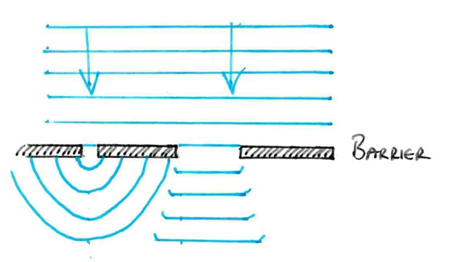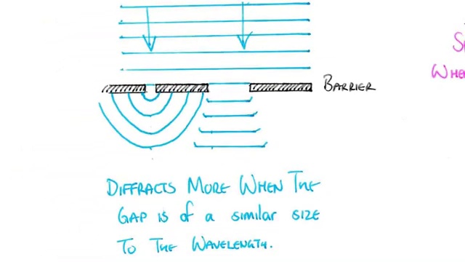Now, on the right-hand side, you can see it gets spread a little bit, but on the left-hand side, you can see it spreads an awful lot. And the reason why that's the case is that the waves will diffract more, or spread more, when the gap is of a similar size to the wavelength. So on the left-hand side, because the gap is the same size as the wavelength, it spreads a huge amount, whereas on the right-hand side, it doesn't spread quite so much.